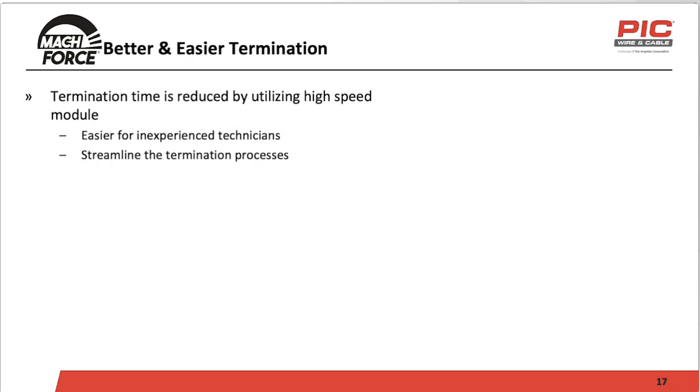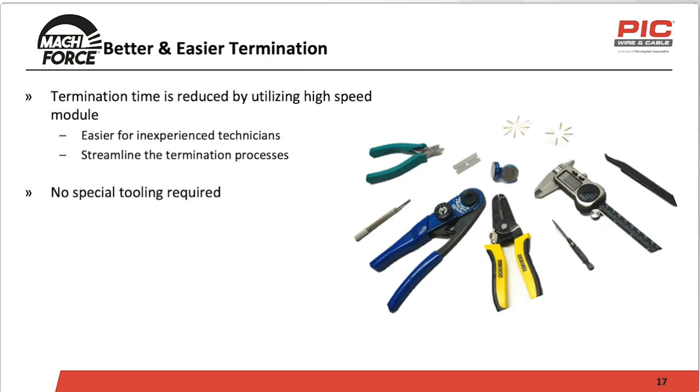By utilizing standard crimped 22D sockets and pins as part of the design, we've also been able to streamline the termination process. No special tooling is required, and the pins and sockets are not so small that they can be easily bent or damaged. Small pins are obviously difficult to work with. The MACHFORCE termination allows a technician to build up one high-speed module at a time and then quickly snap the high-speed module assembly into the connector body when finished.